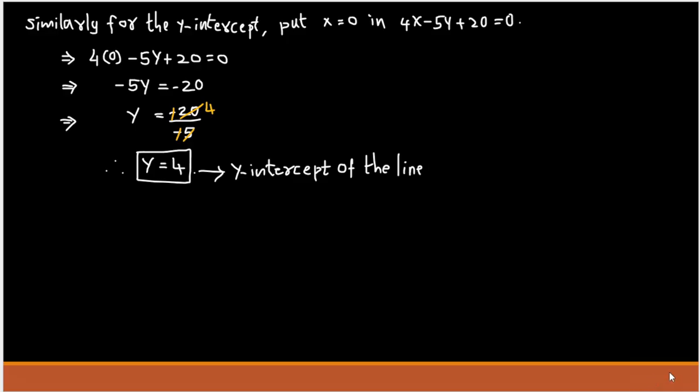Hence the intersections of the line with the coordinate axes are found, which are x is equal to minus 5 and y is equal to 4.